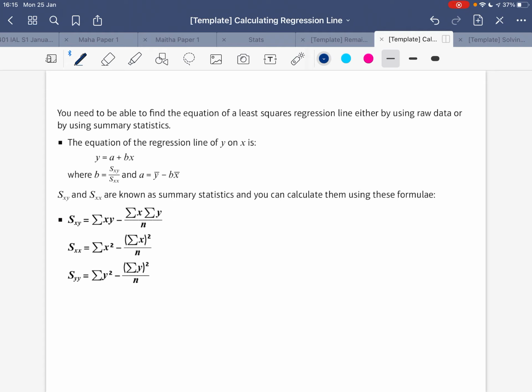Those two formulas are very similar in that if you replace all of the y's in Sxy with x, then you would get Sxx, if that makes sense. And then obviously Syy is the same as Sxx, just with y's in instead of x's. And we're going to use those to be able to calculate the regression line.